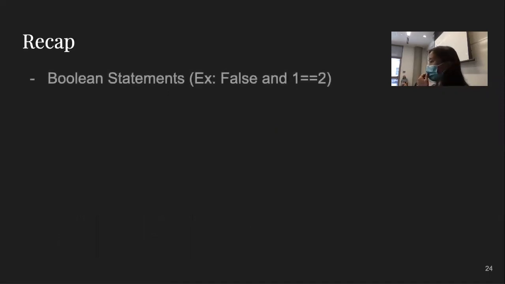Okay, so short recap of what Isla taught us on Tuesday. We first went over Boolean statements. These are basically true and false statements. So something like false and 1 is equal to 2. This would return false since 1 or more of the statements are false in this and statement.